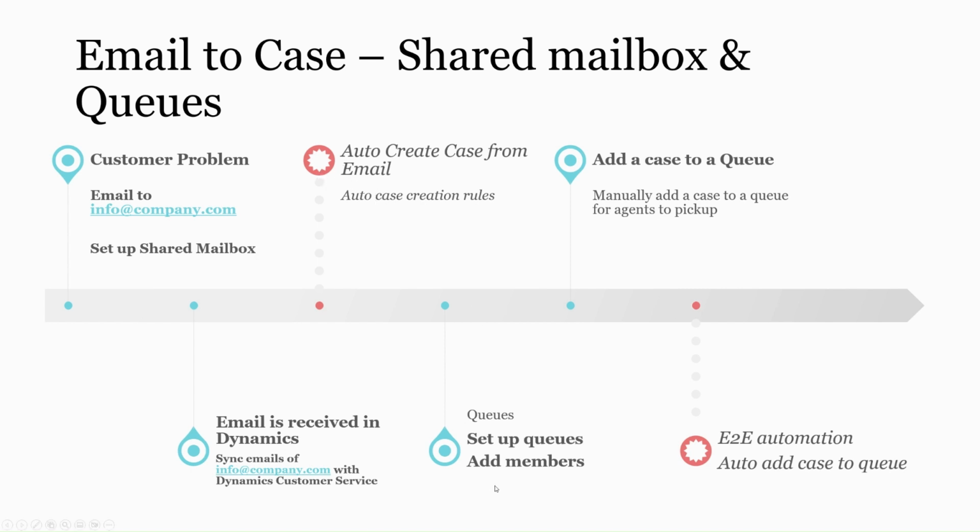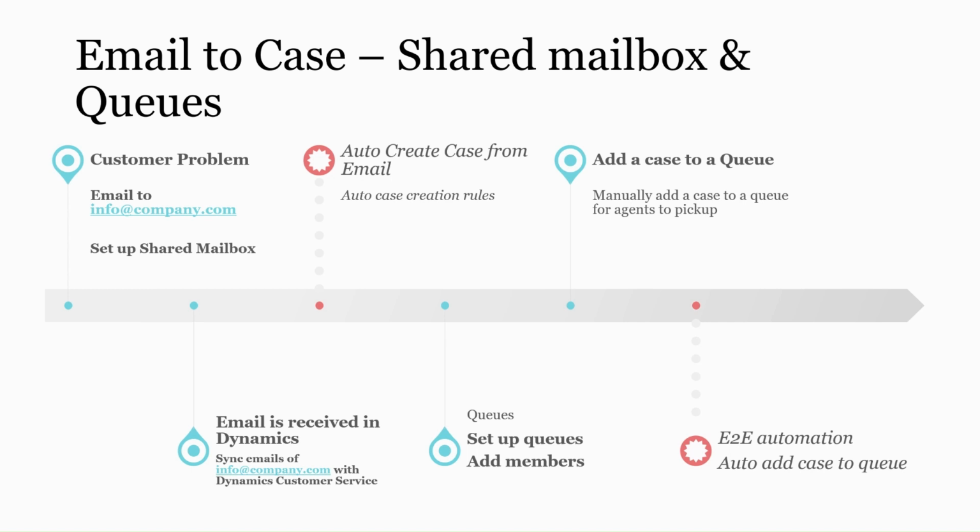And then, this is something that I also talked about in my previous video, we're going to talk about queues. What exactly are queues, how we're going to set that up, how we're going to add members to that, and what's the benefit of using queues. And once we understand queues, we're going to see how we can add a case to a queue. Because the essence of using queues is that you want your task force, your agents, to be able to work in a segregated way.